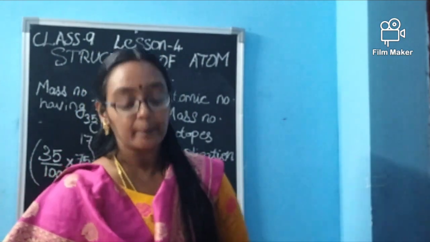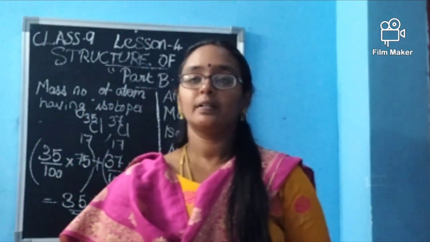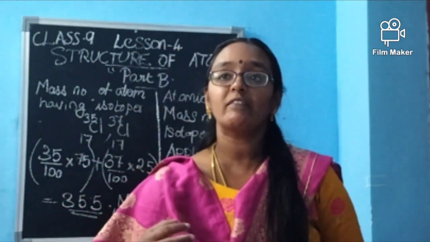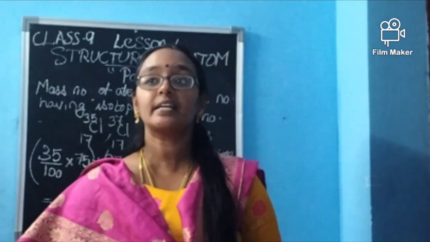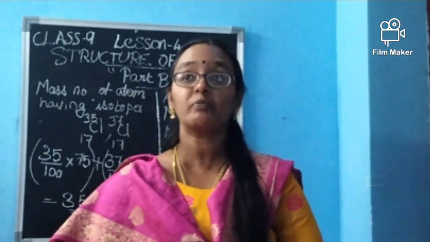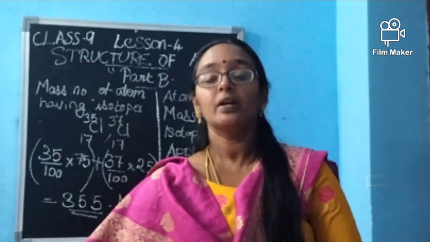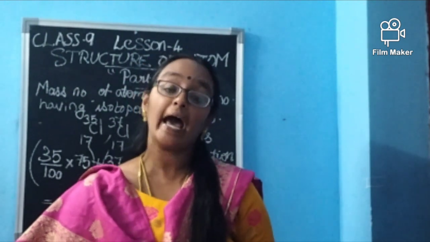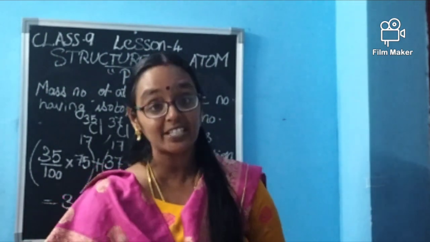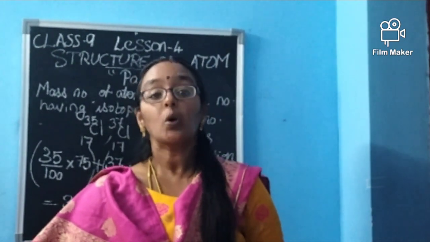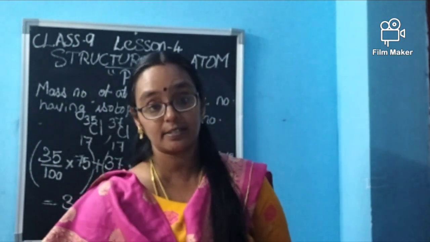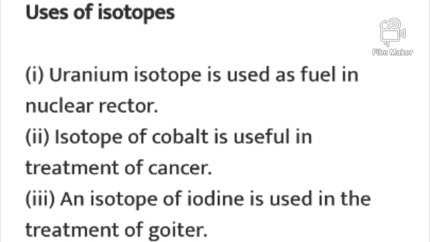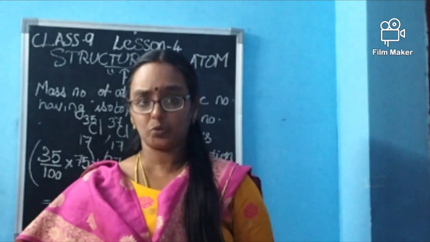Now we are moving to the application of isotopes. Isotopes will have almost the same chemical properties, but still many properties of the isotope are different from the element. To say, uranium isotope is used for atom bomb creation or in nuclear reactors, and an isotope of cobalt is used for the treatment of cancer, and iodine isotope is used for the treatment of goitre. These all are applications of isotopes.